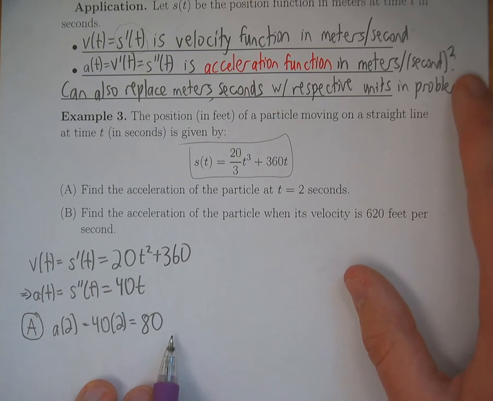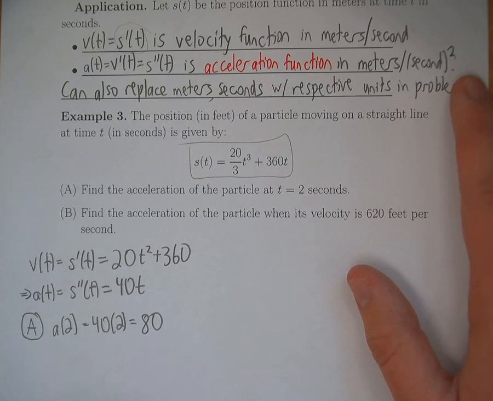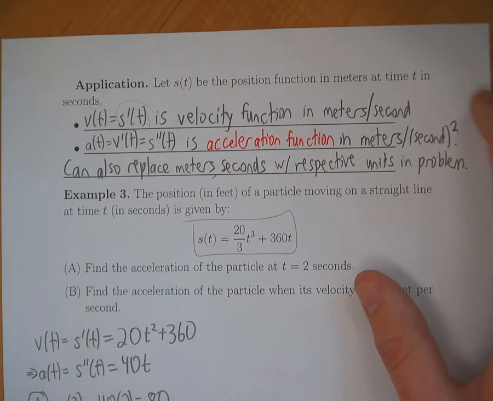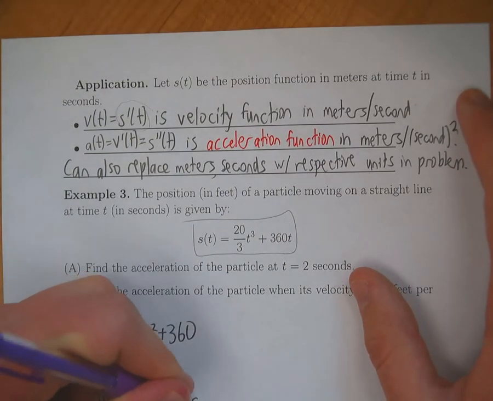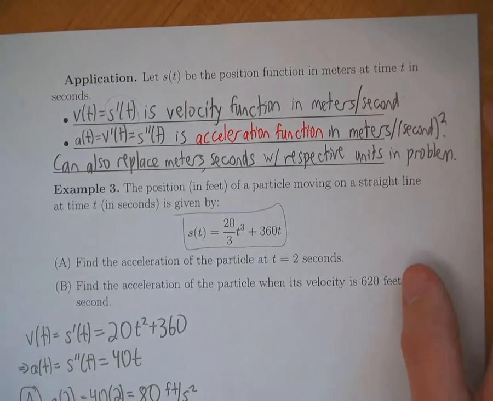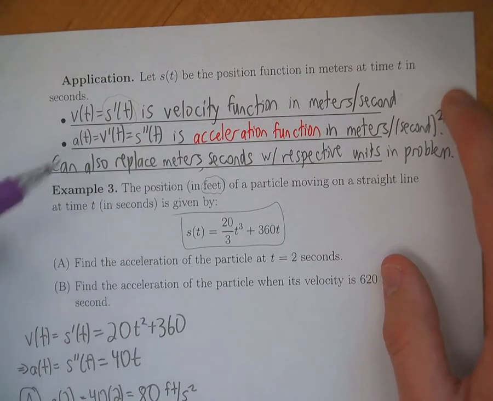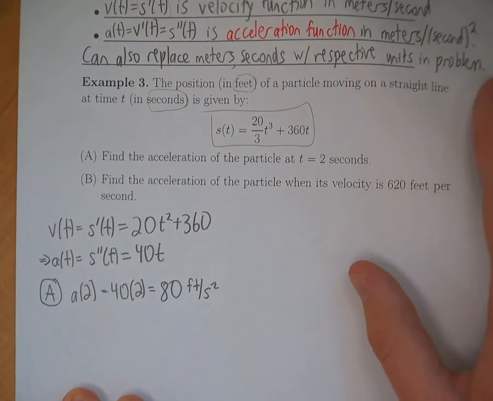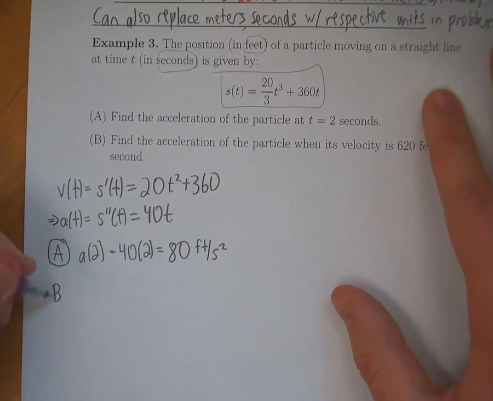But I will ask you what the units are for part A, though. So what would they be? Feet per second squared, right? Because in this case, our position units are in feet and time t is in seconds. Okay? So with part A, nothing much to that in this case. So now let's look at part B.